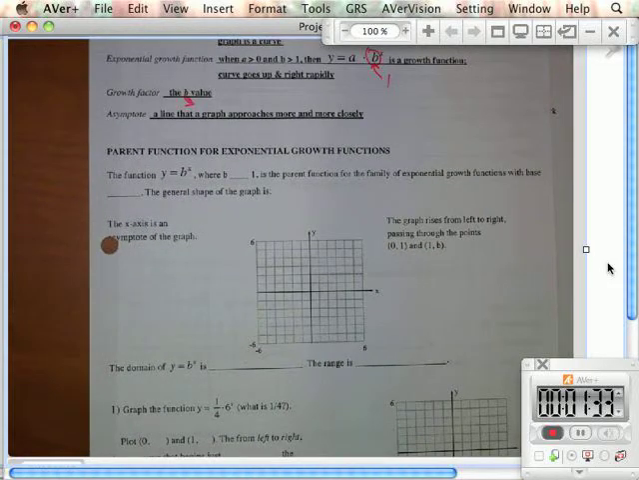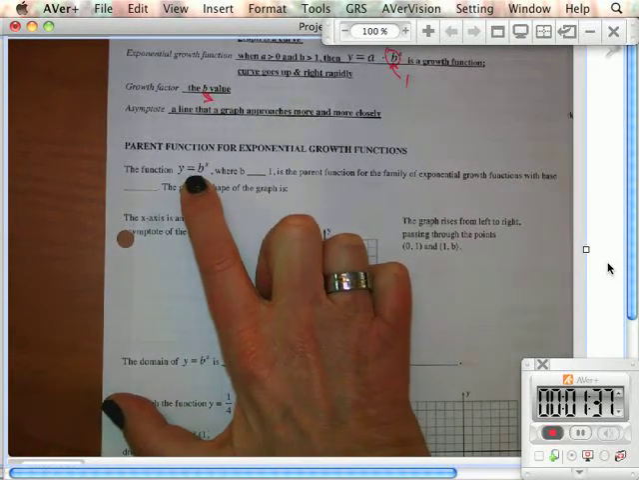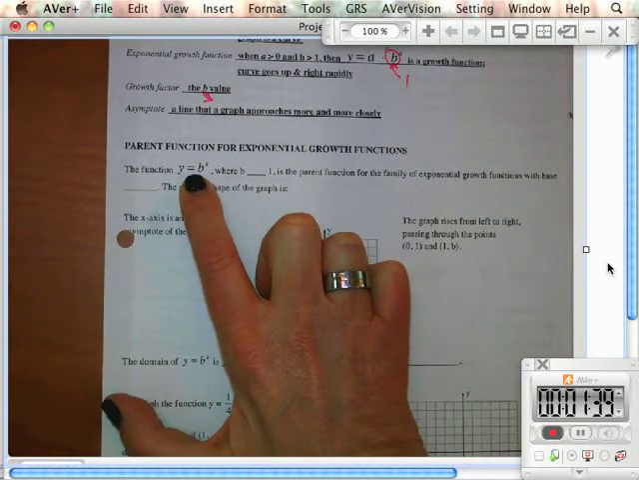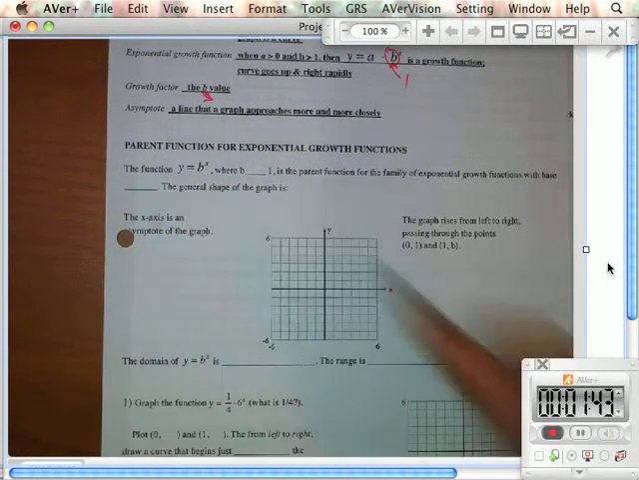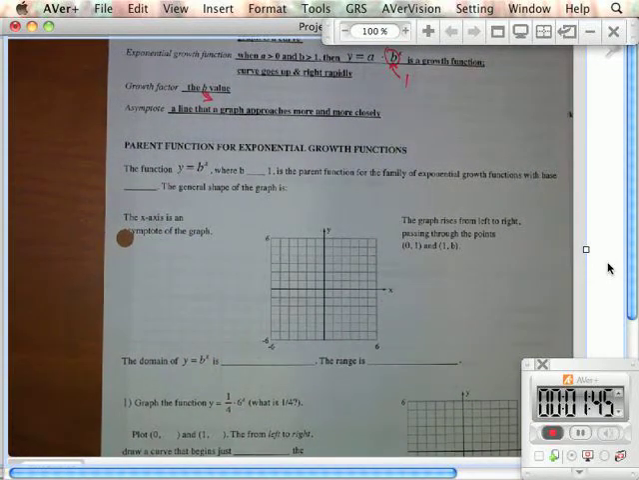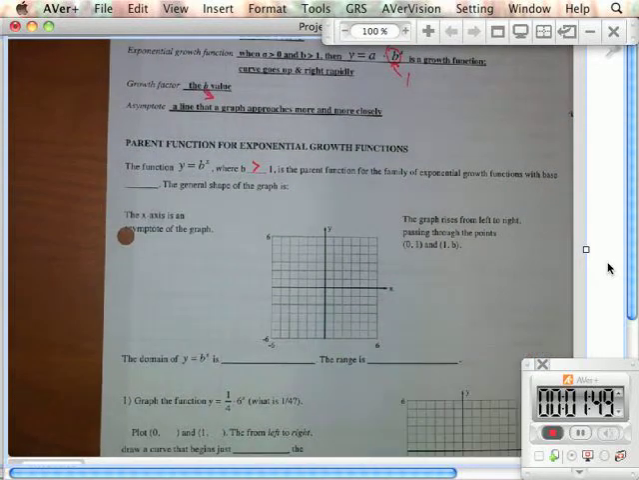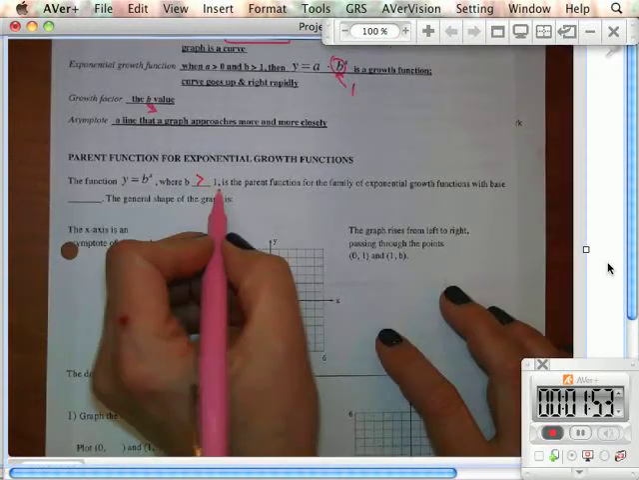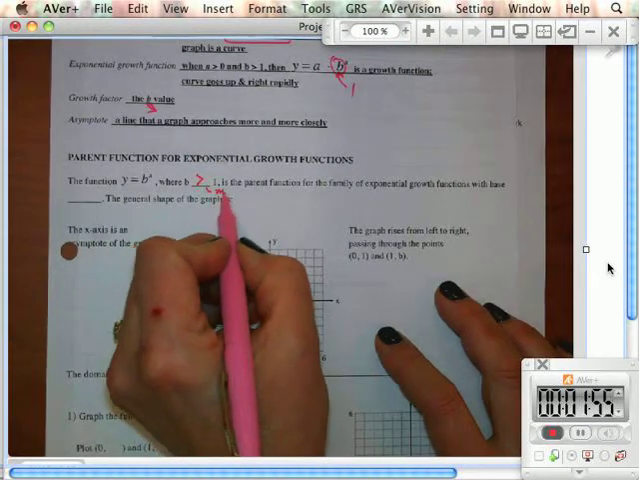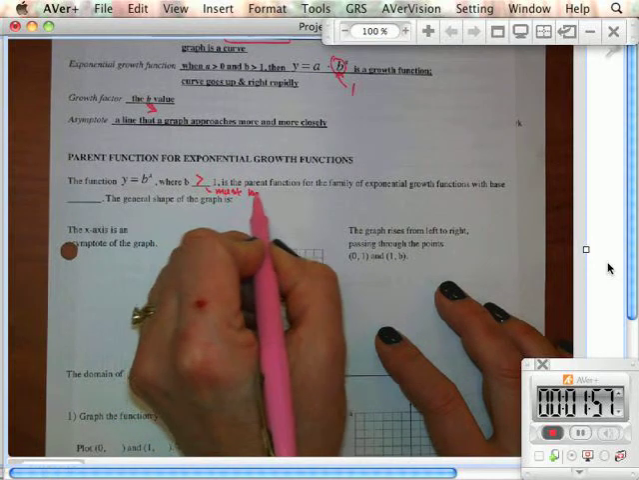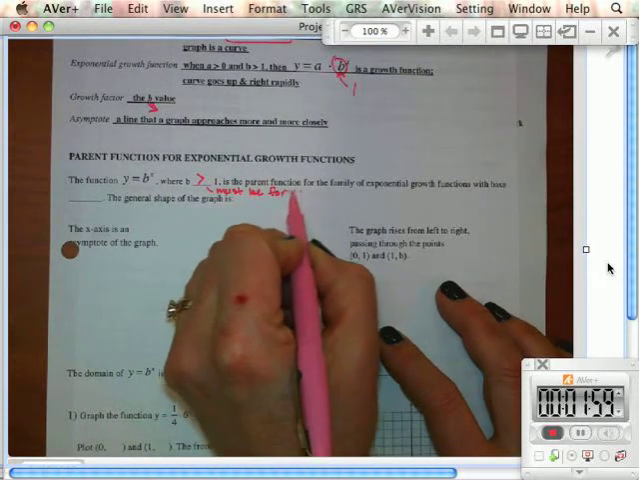All right, so the parent function, it's written like this. It's when a is just 1, so there's no a in here. That's the actual most basic function. For exponential growth, b must be greater than 1 for exponential growth.